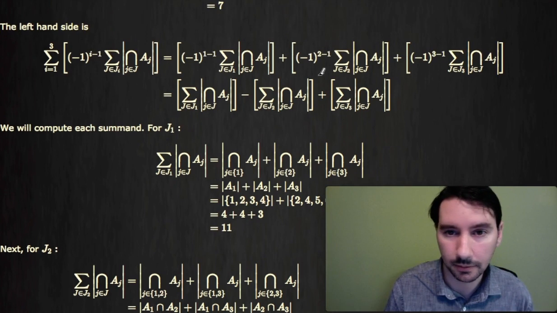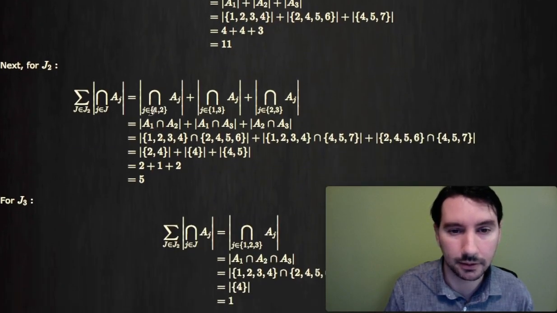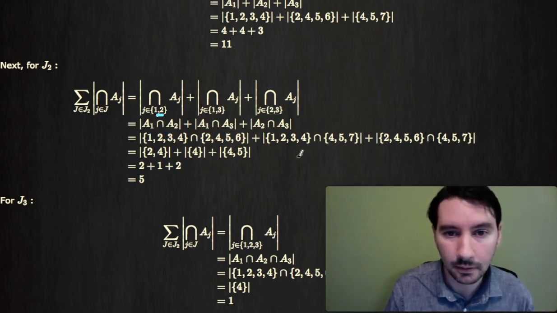Now we're going to compute this middle part. So now we're summing over J2 in particular. And J2 is all the 2-point sets. So we're going to intersect all possible pairs. We're going to sum over {1, 2}, {1, 3}, and {2, 3}. In other words, A1 and A2, A1 and A3, and A2 and A3. And so we're going to intersect each pair.